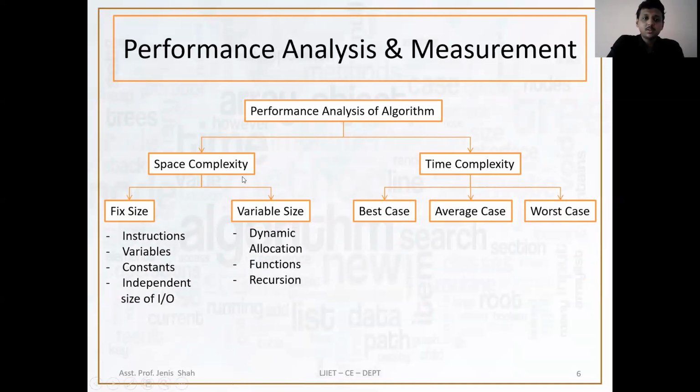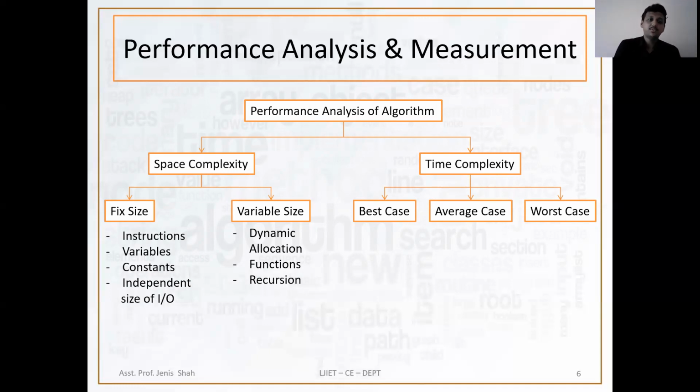The first one is space complexity, the second one is time complexity. Basically, we measure the performance in two different ways: according to the space and according to the time. According to the space, that means how much memory is occupied by an algorithm. The second one is time complexity, that is, how much time is taken by an algorithm for the execution.